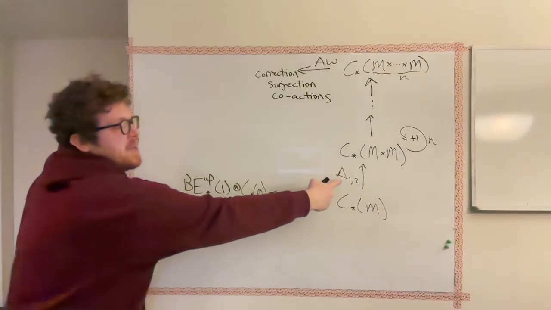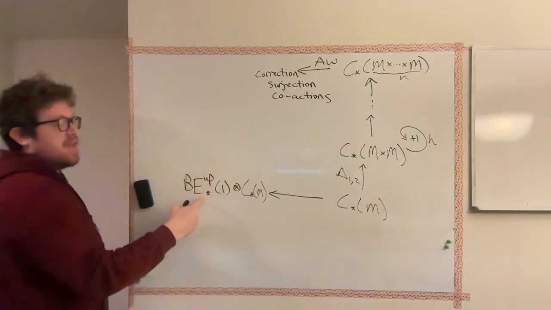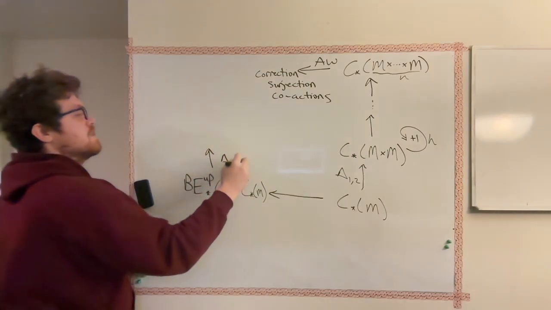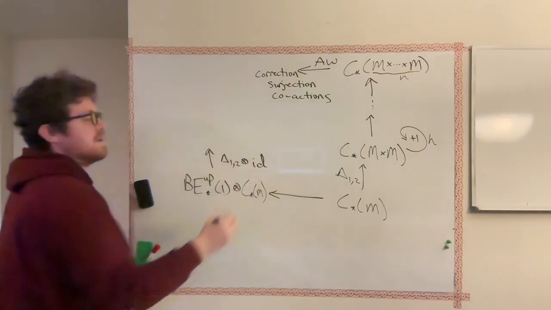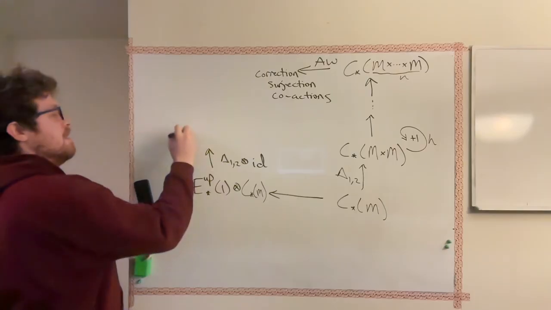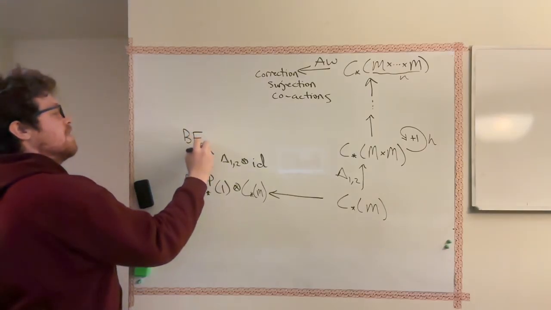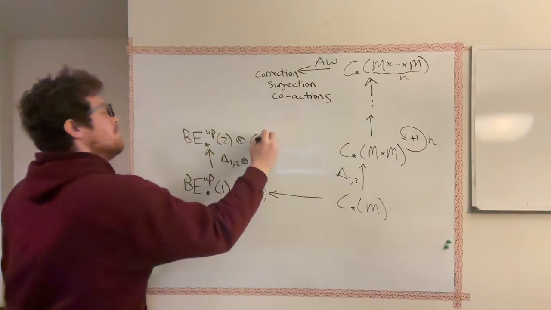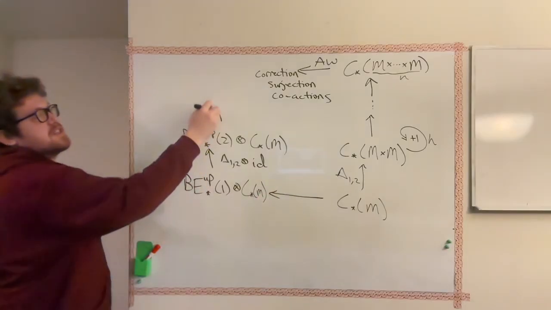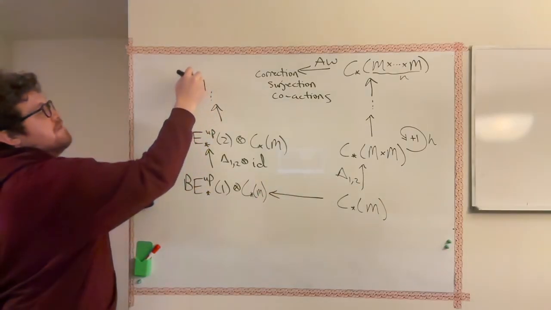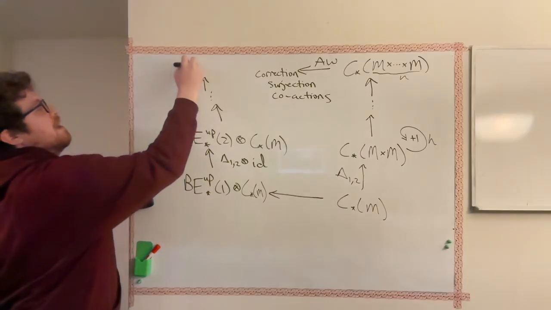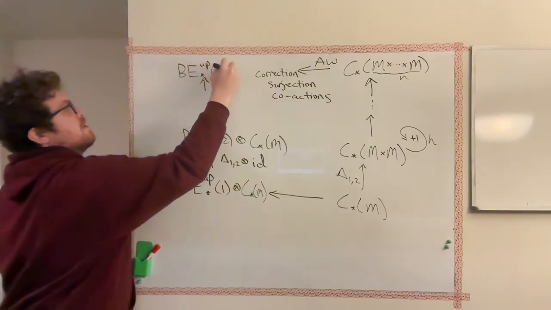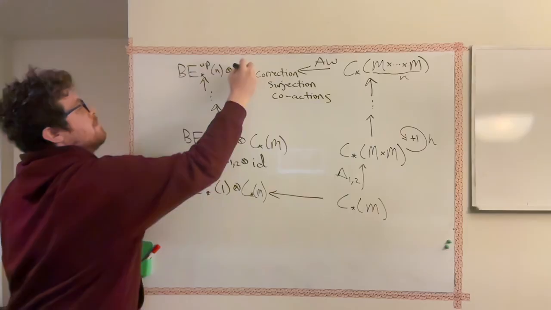But now instead of applying delta 1, 2 to M, we're going to apply it to the operation. So there's going to be a bunch of delta 1, 2 tensor identity maps, stuff like that. And this will end us up in BE star upgraded of 2, tensor C star of M. And basically it's just going to keep going up like that, just like before. And then finally we'll end up in BE upgraded of N, tensor C star of M.